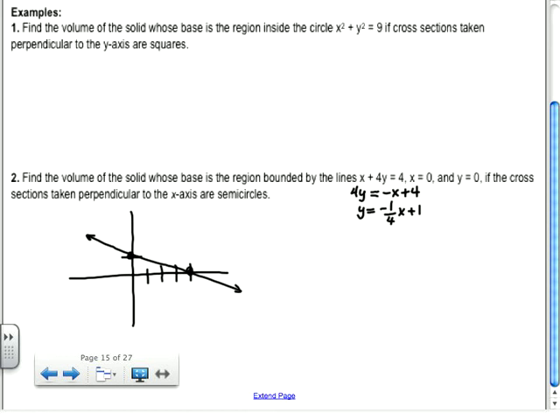Okay, the cross sections are perpendicular to the x-axis and they're semicircles. So that means you have a semicircle coming up here, here, here, here. So it's making like half of a cone. Do you guys see it?